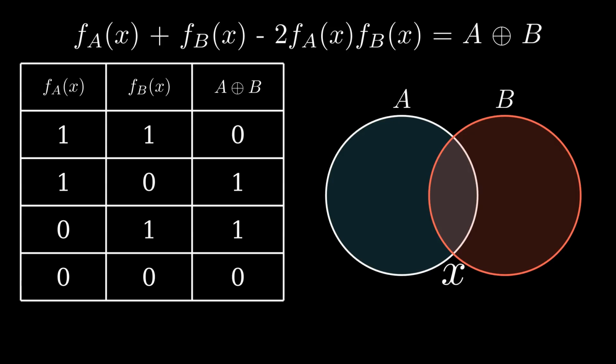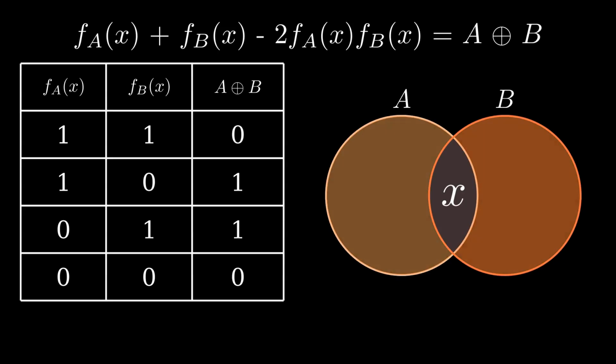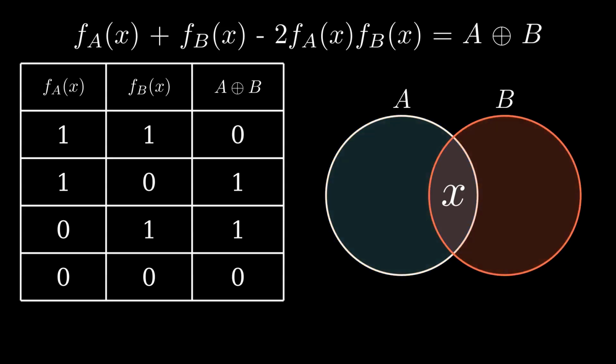If x exists in the intersection, then the first two parts of our formula go to 1, and the last part of our formula becomes 2. 1 plus 1 minus 2 is 0, so we know that x is not in A symmetric difference B.